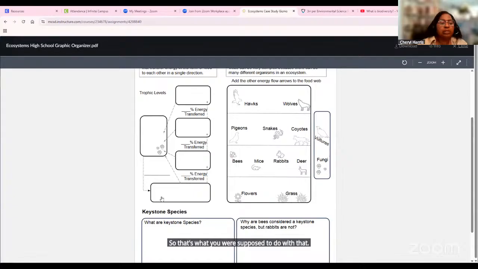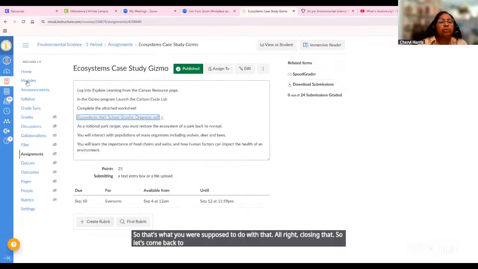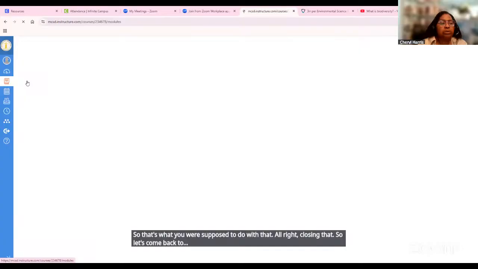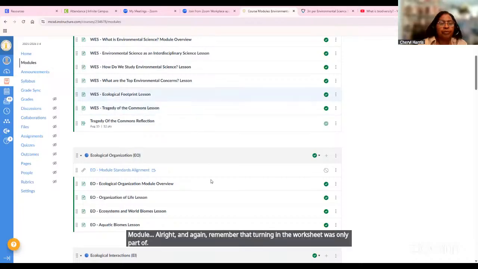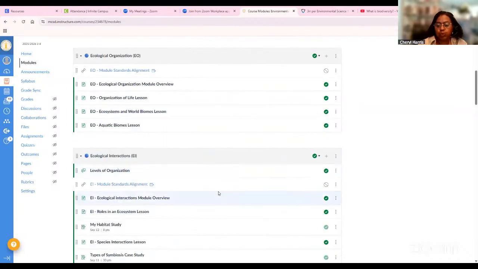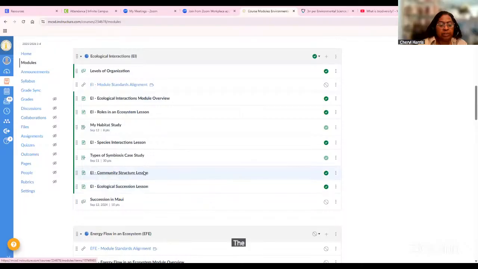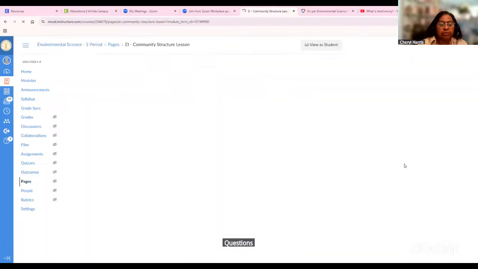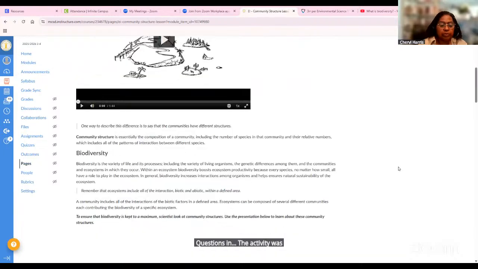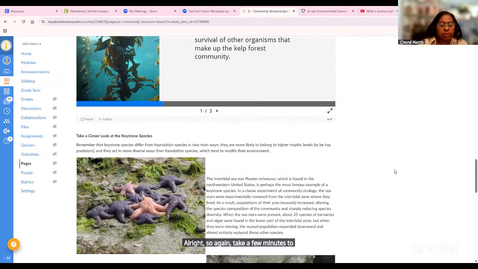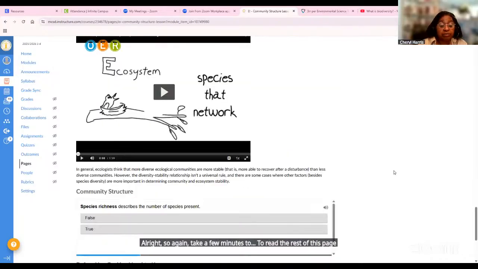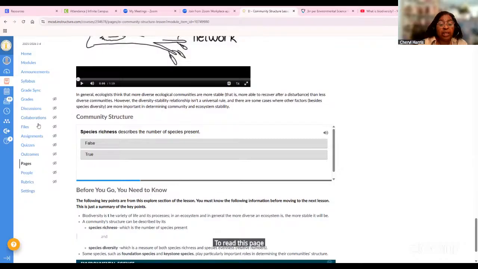All right, closing that. So let's come back to module. And again, remember that turning in the worksheet was only part of the activity. Answering all the questions in the activity was the other part. All right, so again, take a few minutes to read the rest of this page. Take the rest of the time to read this page and then answer these questions down here.